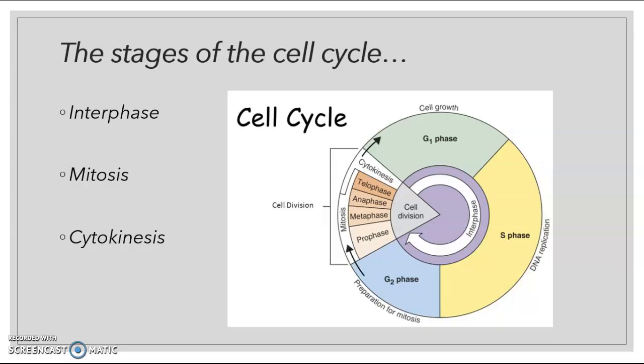Now, the cell cycle is divided into three different stages, which include interphase, mitosis, and cytokinesis. This photo right here on the right will show you all these phases of interphase, mitosis, and cytokinesis.